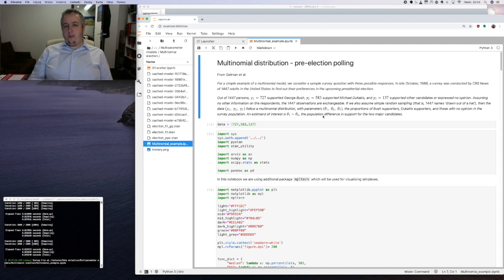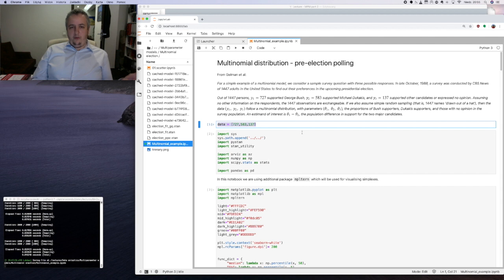So we will be focusing on estimating the difference between θ1 and θ2, and we will see how to do that in Stan using the generated quantities block. So what we have is our data set. It's a very simple data set, a list consisting of three integers.